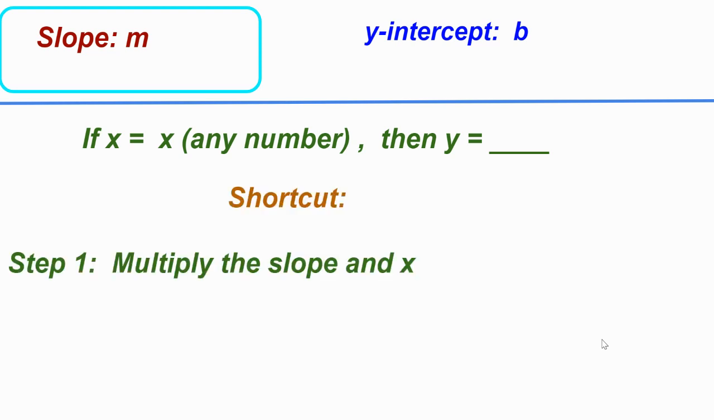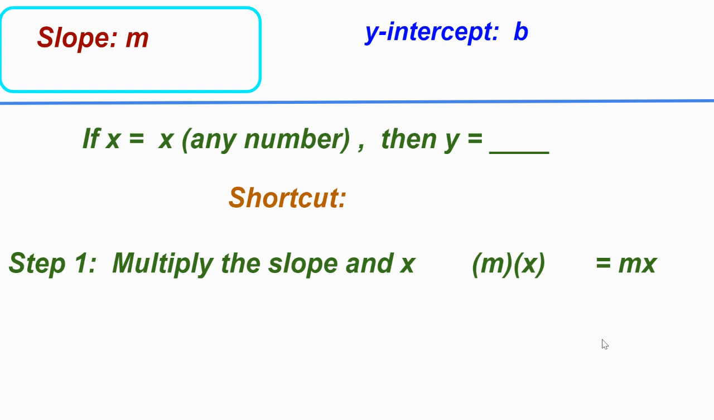What was the shortcut? To multiply the slope and the x. Slope is m, and we're going to multiply by x, and x could be any number this time, so that's why we just have m times x. And how in algebra do we write m times x? mx. Variables next to each other means they're multiplying. So when we say multiply the slope and x, that just means mx.